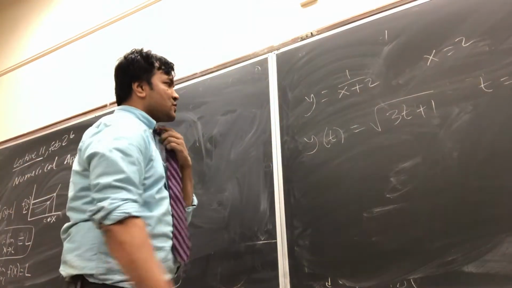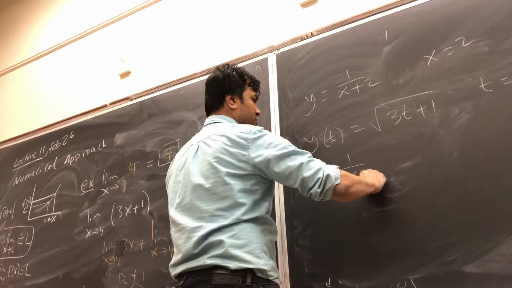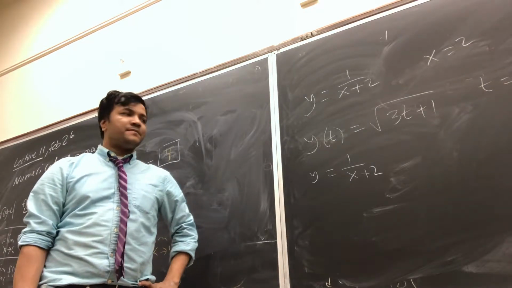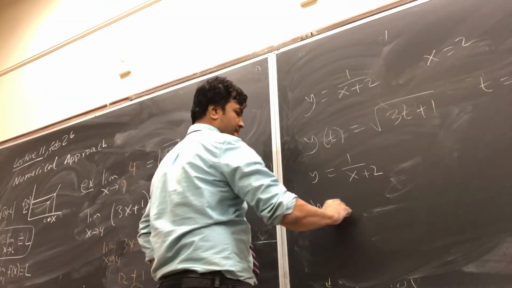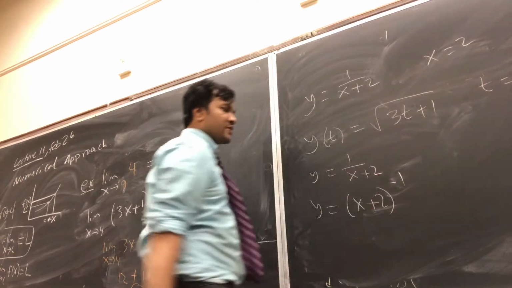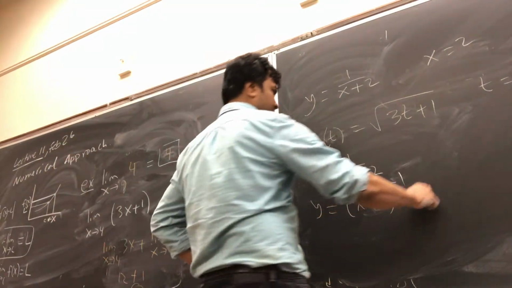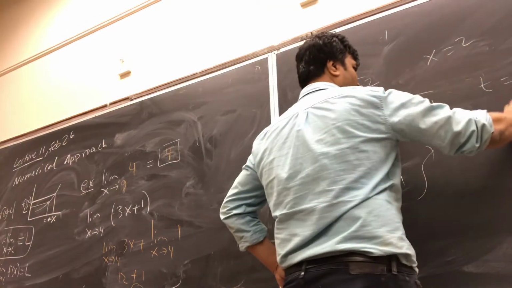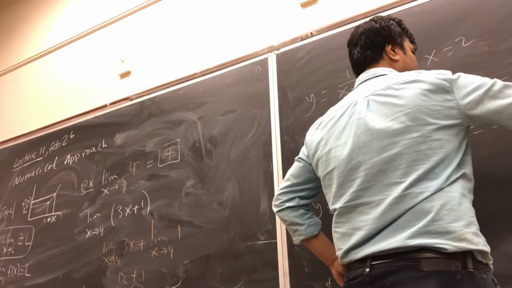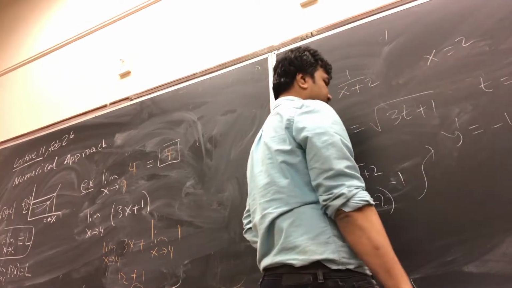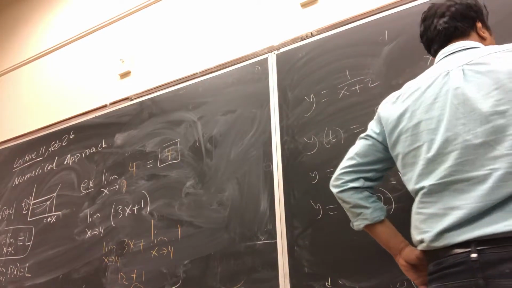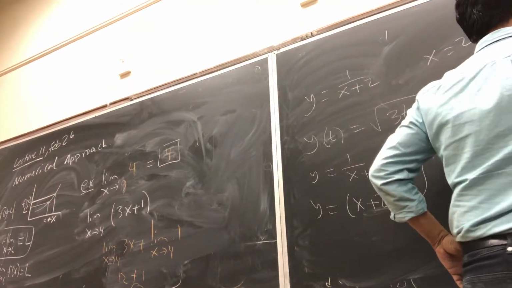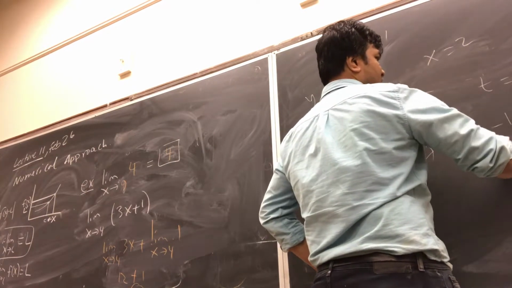Okay, let's do this one. How can we do this one? y is equal to 1 over x plus 2. How can we find the derivative? y is equal to (x plus 2) to the power of negative 1. Can we write that? Okay, if you write that, what are you going to do? y prime is equal to negative 1 times (x plus 2) to the power of negative 2. So f prime of x is equal to what?